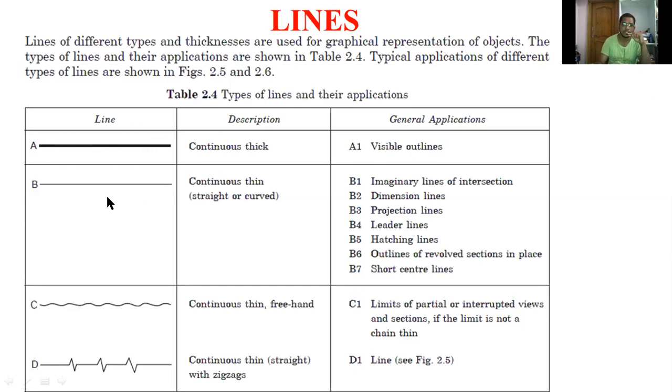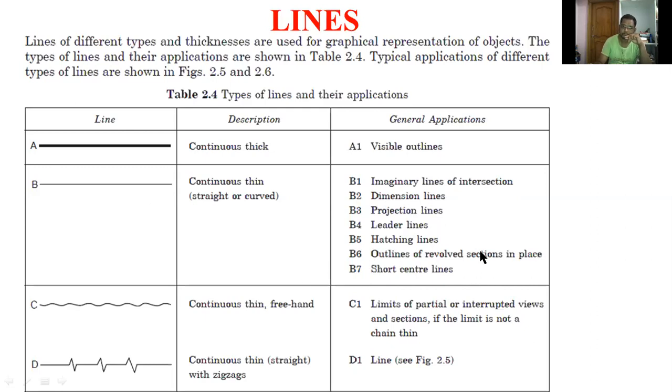Okay, now this is continuous thin line. It may be straight or curved. This thin continuous line is used for imaginary lines of intersection, and also used for dimension lines, projection lines, leader lines, hatching lines, outlines of revolved sections, and short center lines. Okay, this continuous thin line is used for B1, B2, B3, B4, B5, B6, B7 purposes.